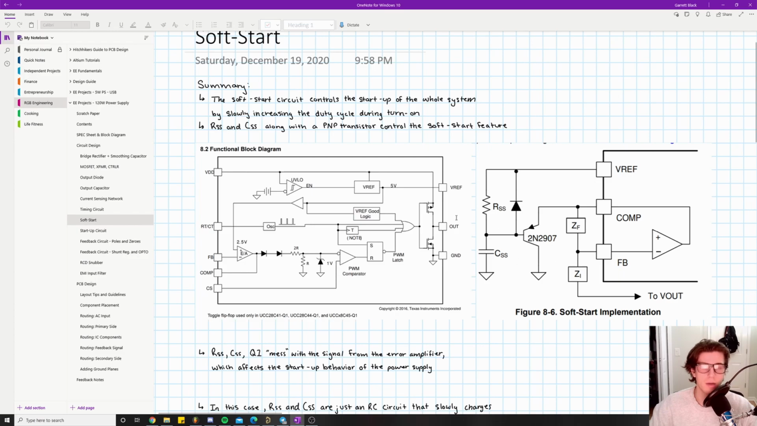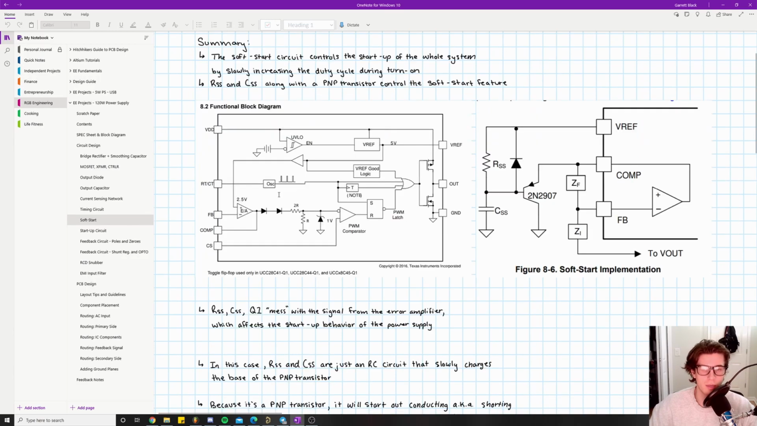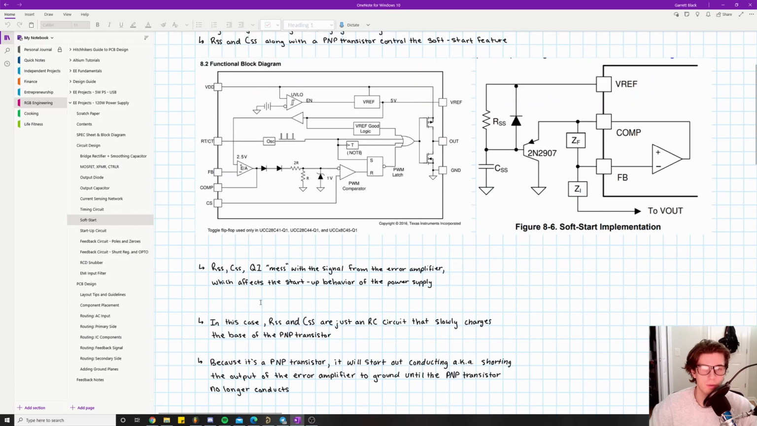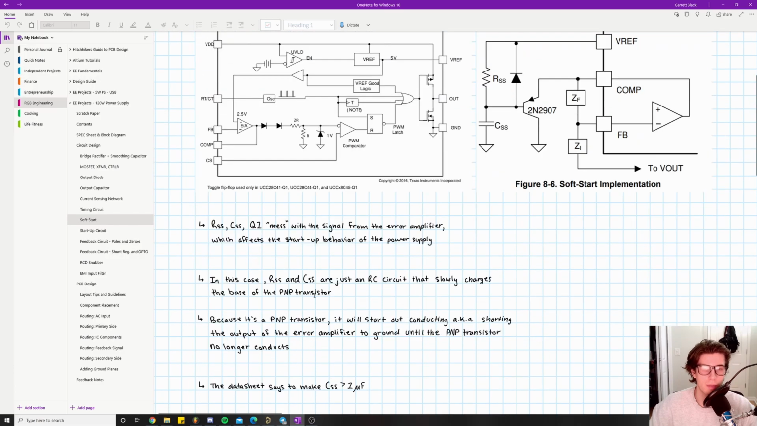So continuing on, now that we know what it does, we'll calculate our component values. It's not that difficult. So let's look at my next note here. RSS, CSS, and QNS mess with the signal from the error amplifier, which affects the startup behavior of the power supply.